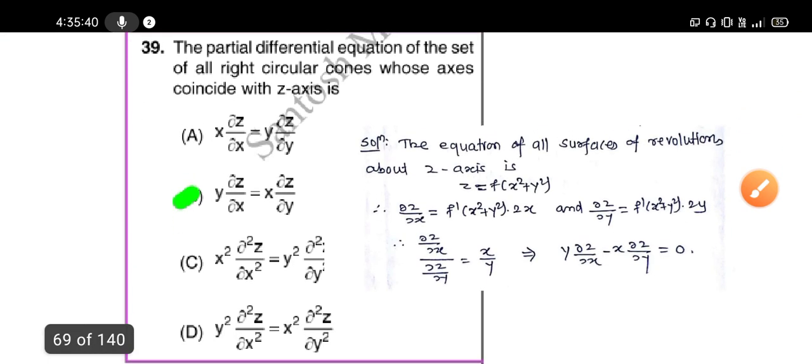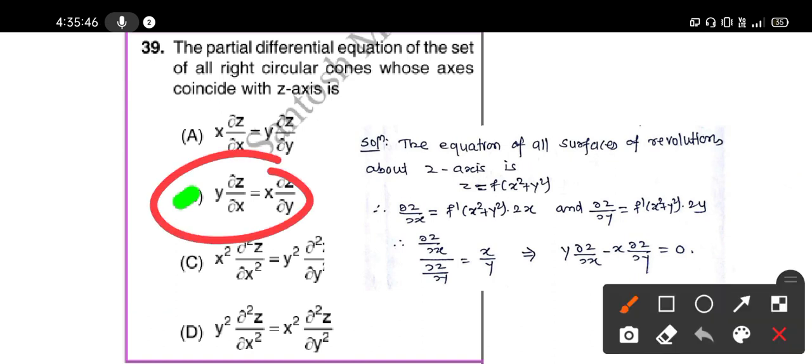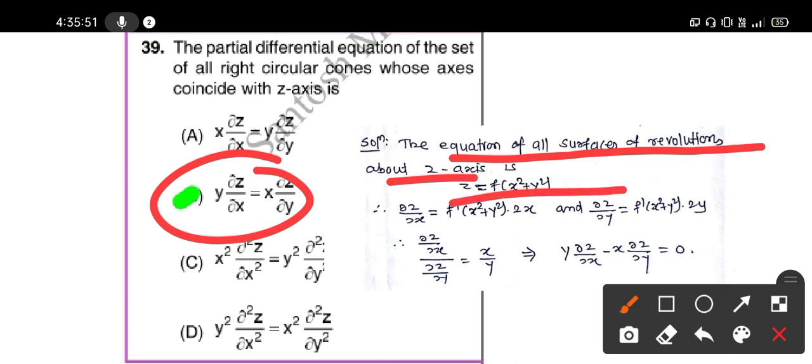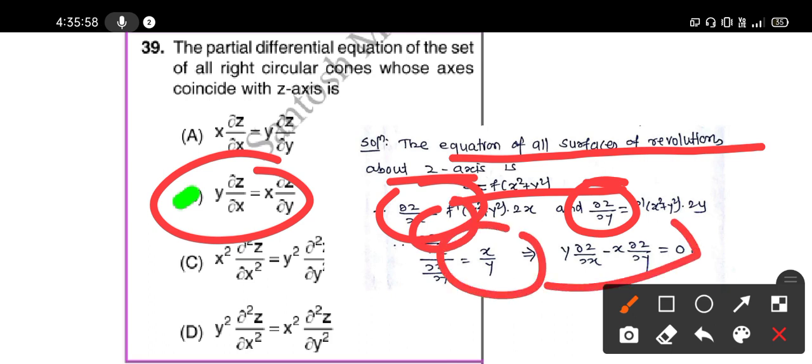The PDE of the set of all right circular cones whose axes coincide with the z axis. Option B is correct. The equation of all surfaces of revolution about the z axis is z is equal to x square plus y square, and find dou z by dou x, dou z by dou y. Put this value, and finally we get option B.